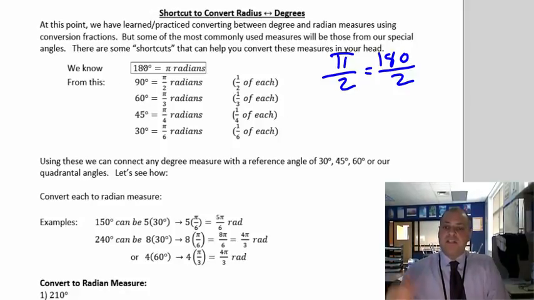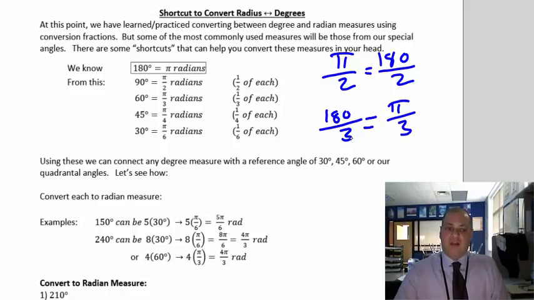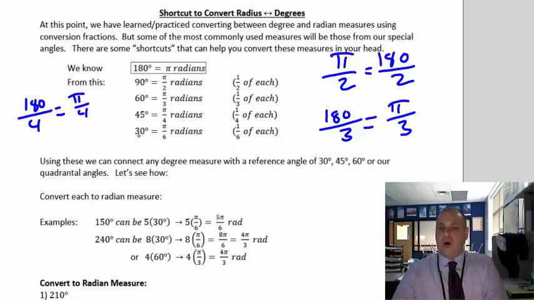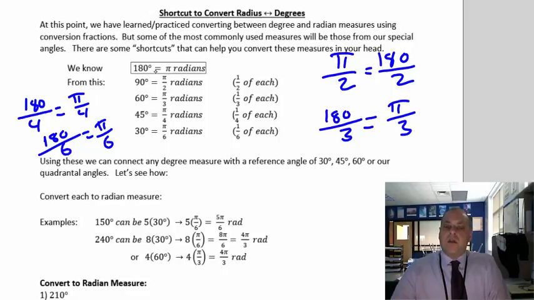60 is 180 divided by 3. Well, that's pi divided by 3. See, 180 divided by 3 is pi divided by 3. So we call 60 pi over 3. 45 is 180 divided by 4. That's pi divided by 4. 30 is 180 divided by 6. That's pi divided by 6. So these we can now use for anything.